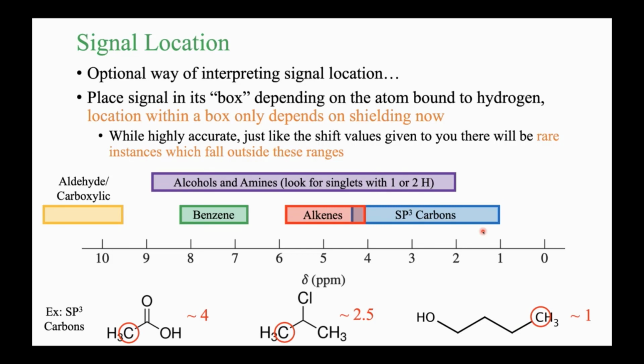So this is optional. Y'all can use the table and memorize, but occasionally the table values are subject to change. These are a little more accurate. So if you find an example where you think, that's not where I thought it would be, know that there is this fluctuation just because shielding really is dynamic depending on the molecule.